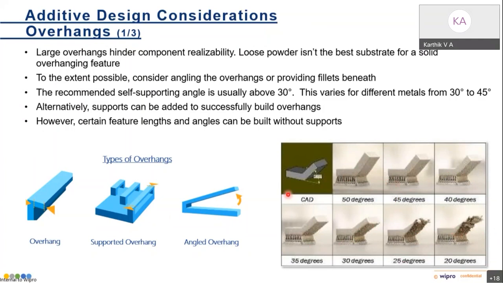And these are considerations that we need to make while designing a component. And it doesn't have to be just a structure like this. It can be anywhere, a small 1 mm thickness. Instead of having this, if you make a chamfer or things of that nature, you might be able to eliminate the need for overhangs and support structures in general.